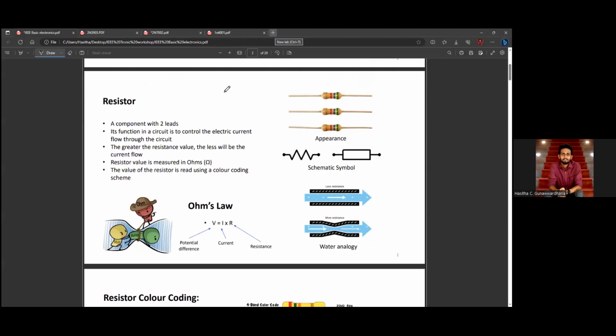So all the resistors. So someone is drawing on the screen. Okay.